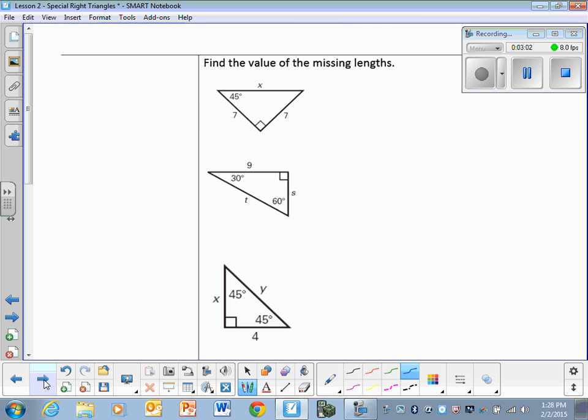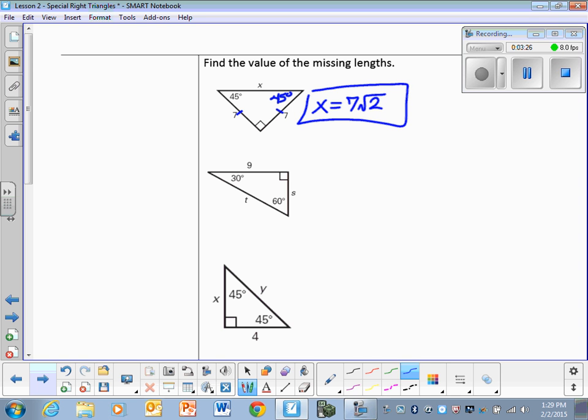Alrighty. Find the value of the missing lengths. First and foremost, you have to identify what kind of triangle you have. Our first one here is a 45, 45, 90 degree. It's a right isosceles triangle. And that means my hypotenuse is 7 times the square root of 2.